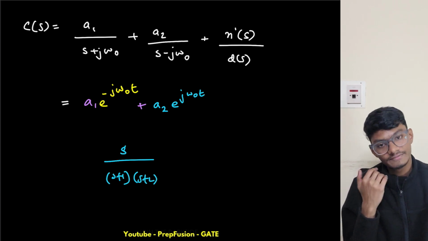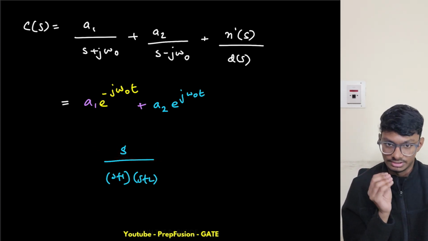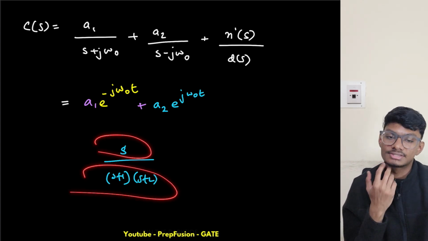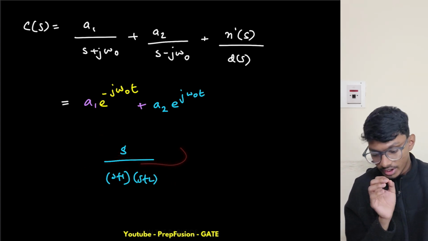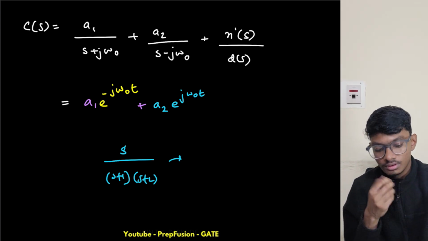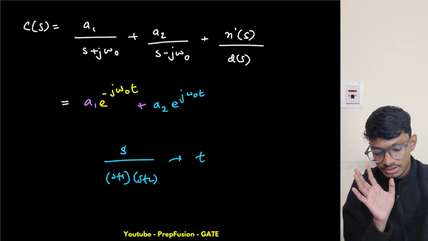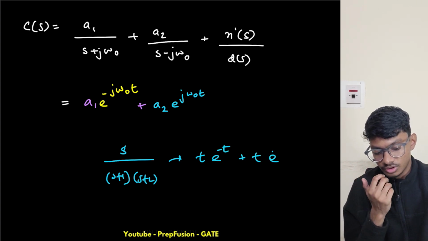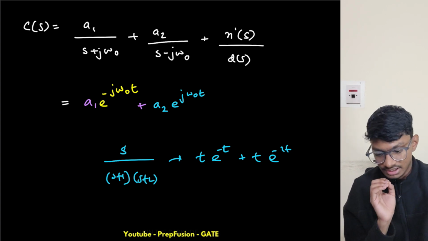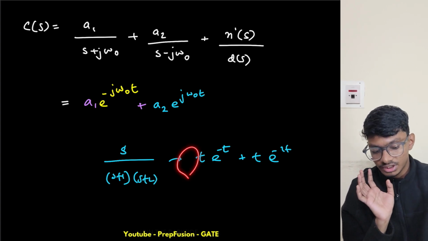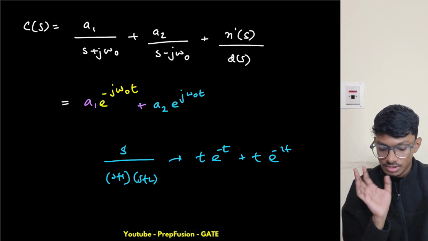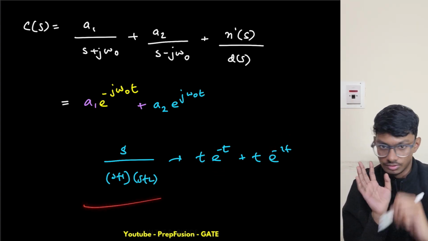If they are on the left hand side of the s plane and I am getting something like this, what will the term consist of? If it is something like s into s plus 1 s plus 2, it will have some t multiplication into e raised to power minus t, and plus t into e raised to power minus 2t. I don't know exactly the Laplace transform, but some t multiplication will come with the exponential terms like this. So you do the Laplace inverse and you'll see it for yourself.